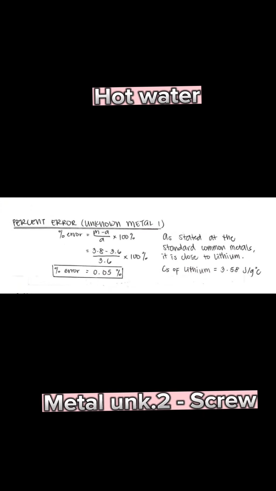1,197 divided by both sides. So negative 1,197 divided by negative 1,197. So we will cancel it, then the sign will remain, then the final answer is C equals to 3.845 joules per gram per Celsius. Percent error. Non-metal.